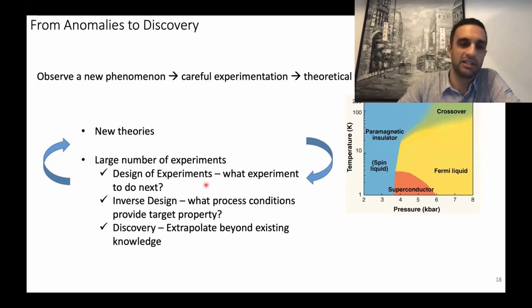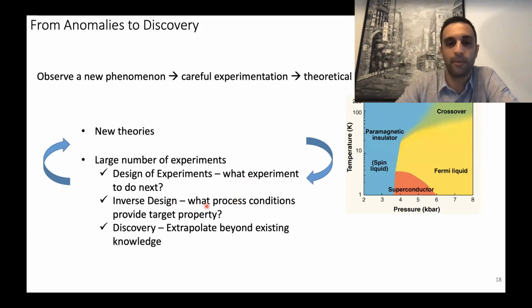Typically, as an experimentalist, you do a large number of experiments, you need to design what experiments to do next. Your hypotheses that you have, that it's going to give you something interesting, are more often than not wrong, right? But then you actually want to invert this paradigm, right? So you want to do what's called inverse design, where not only can you determine what process will determine your target property, but also figure out how can you tune those processes in an efficient fashion.